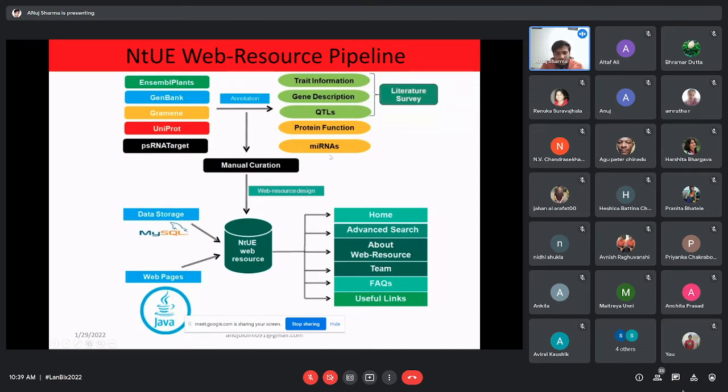So based on this, we have manually curated the entries, stored them in MySQL, and designed a web page in Java. This is the home page, which provides home, advanced search, about the web resource, team information, FAQs, and useful links. It is active and providing information about nutrient use efficiency associated genomic elements, including genes, QTLs, proteins, and microRNAs, as well as transcription factors.